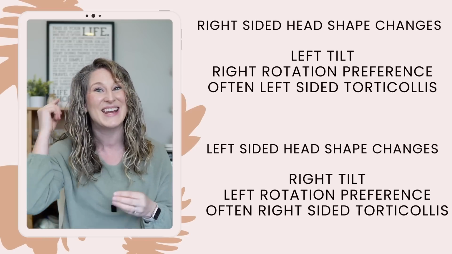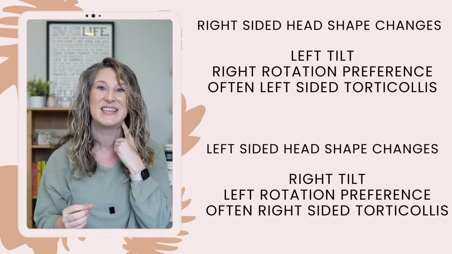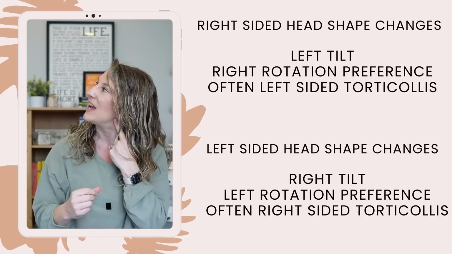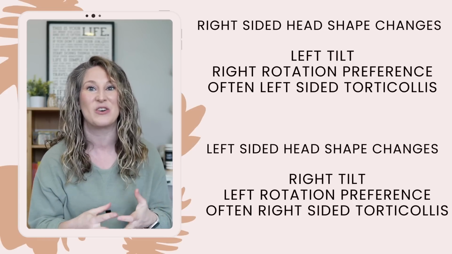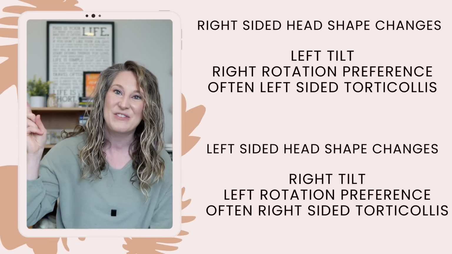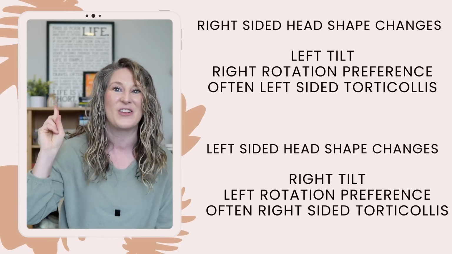So we've got flatness more likely on the right side, but you can have flatness on the left side. It's just less common. You do want to make sure that your provider is looking at their head shape and noticing any tilting of the head. So with right-sided head shape changes, you're often going to see a left-sided tilt and a right rotation preference. That is indicative of a condition we call torticollis. I'll link a full video on my breakdown of torticollis up here.